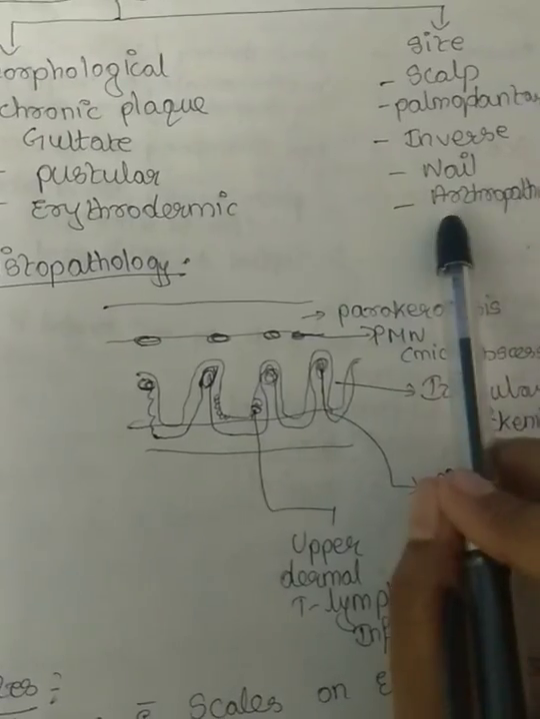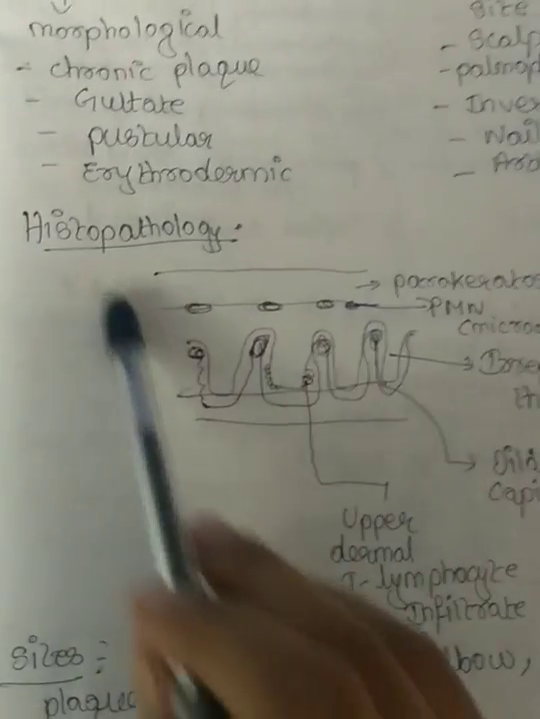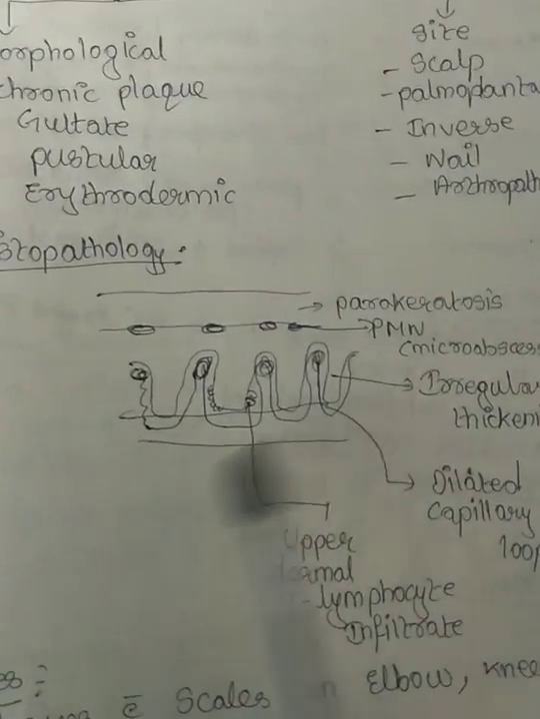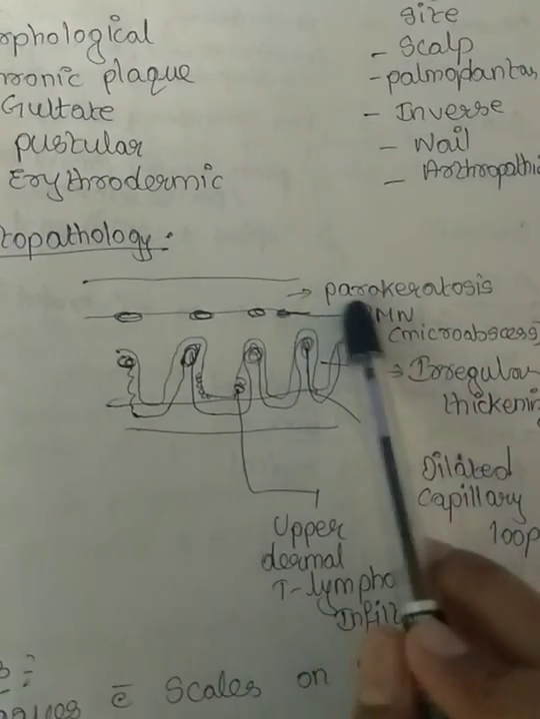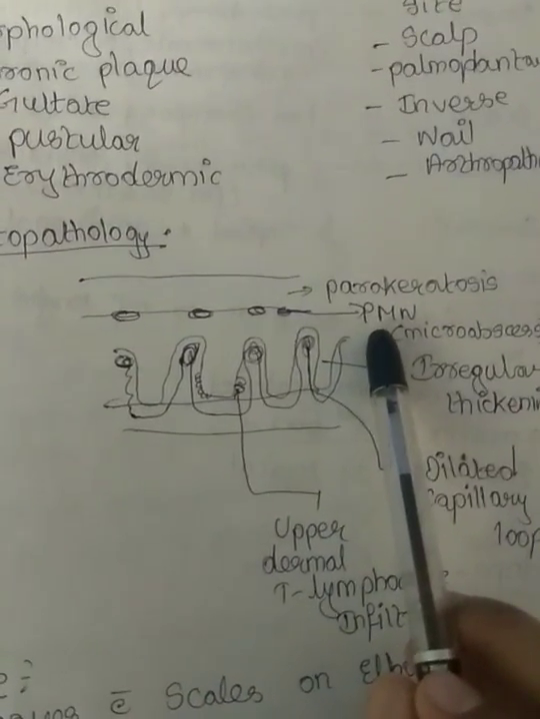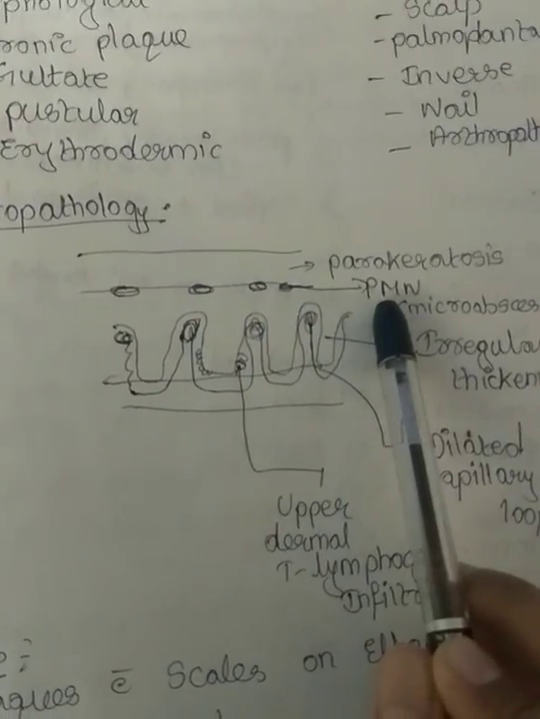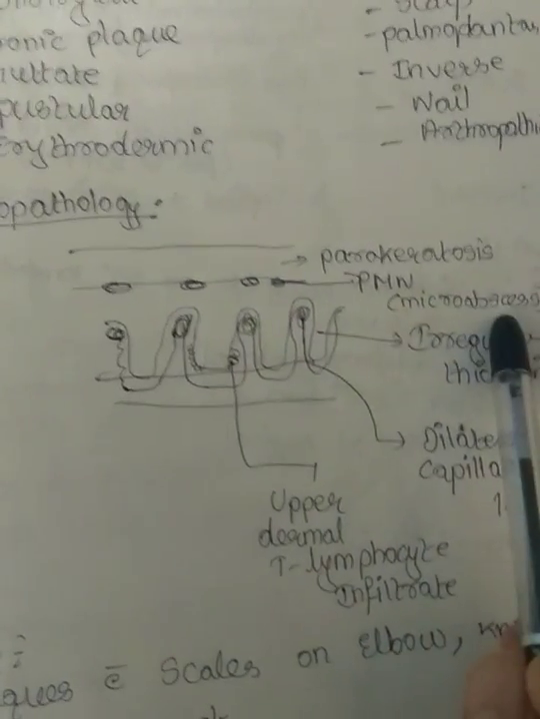It is an autoimmune condition affecting the joint parts, mainly the large joints. What is the histopathology? We have seen before that there is keratitis and polymorphonuclear neutrophils. Because of these there is inflammation, so microabscesses are seen.